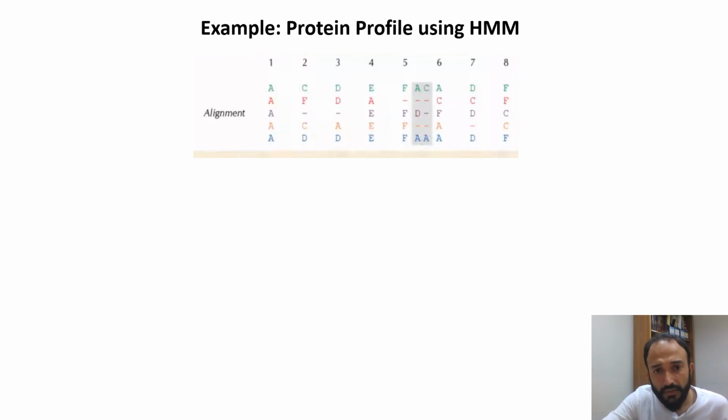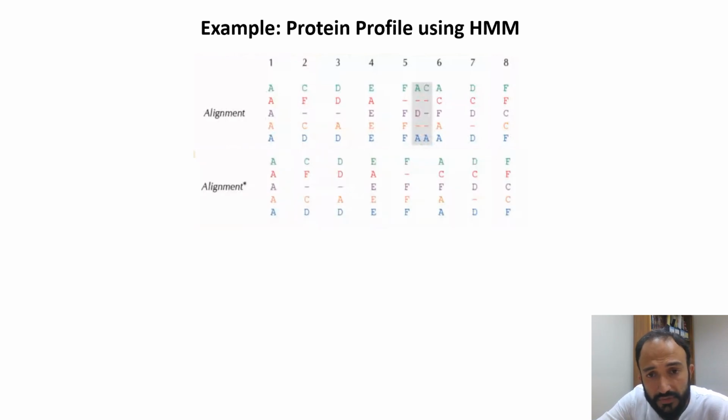There are 5 different sequences, and the total length of each sequence is 8, and each color represents each sequence. And here you can also see that there is one insertion at this site. These dash bars represent deletions, and this gray site represents an insertion.